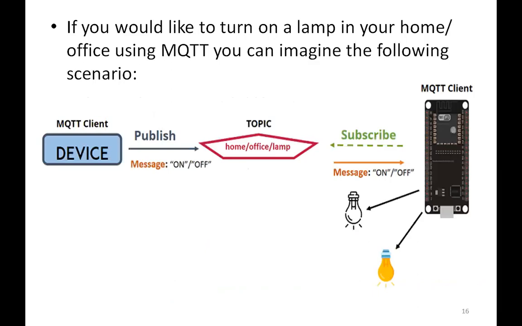So here is an example. The device wants to publish or control a light, and the message can be on or off. It can be for an office or home light, and it can send the data so that the light is kept on or off.